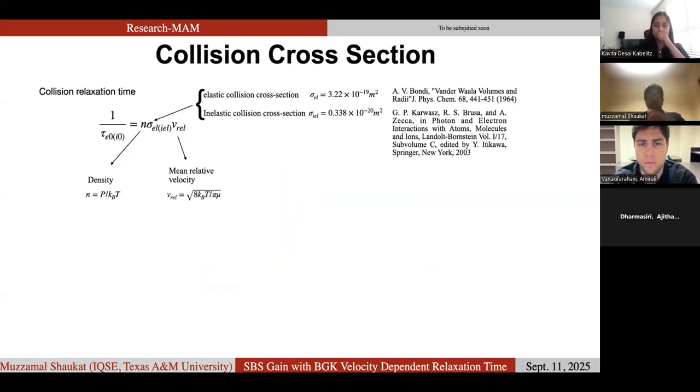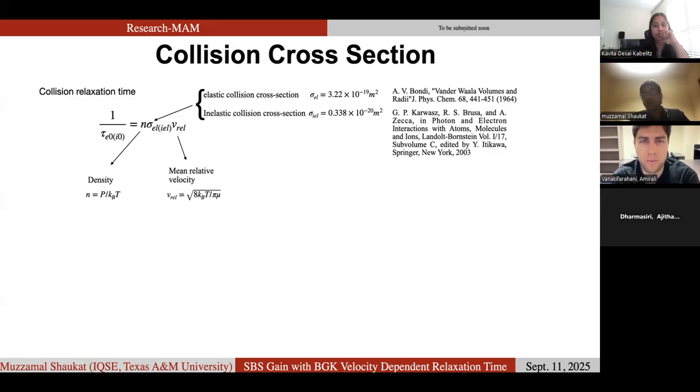Now the question comes from the collision cross-section point of view. All of you might know that the collision cross-section is a basic fundamental theory to predict the collision relaxation time or the scattering rate used in kinetic theory. For that we represent the collision or relaxation time in terms of the density, collision cross-section, and the relative velocity. The density is defined in terms of the gas law, and V relative is defined by this temperature factor, with mu the reduced mass. And the collision cross-section we find from these papers.